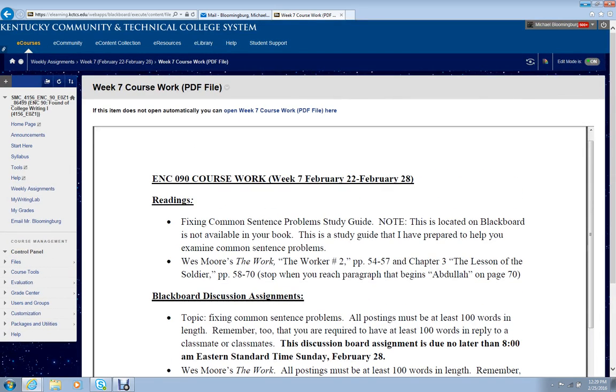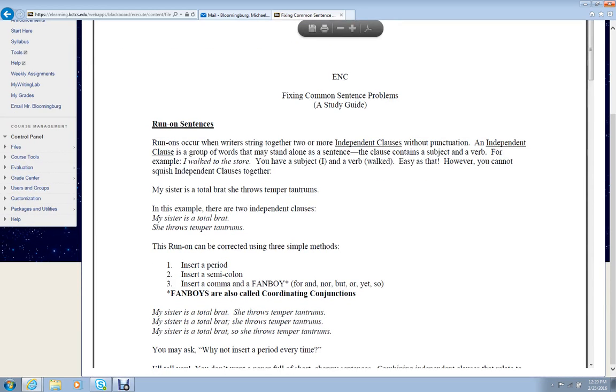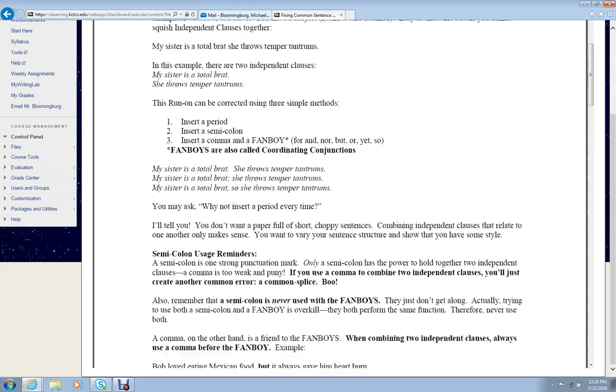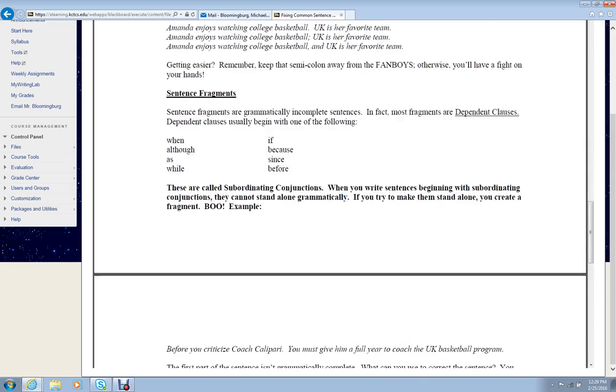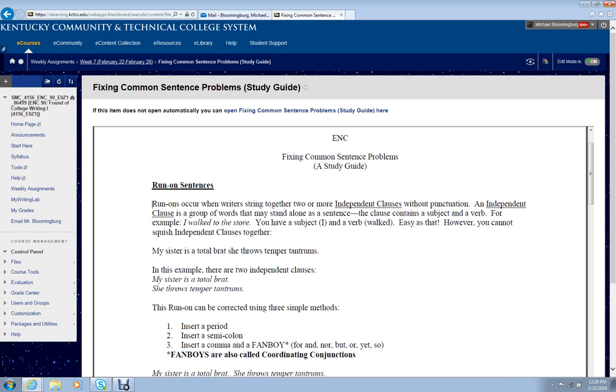I'm going to go back up to the Week 7 folder. And here is what the study guide actually looks like. It's fixing common sentence problems. I think what I may do as I head into next week is, when I put a new video together, see what I can do to put together a video for the study guide that'll walk you through not only what these mistakes are and how to fix them, but one of the keys to this study guide is understanding how to fix not only these problems but add variety to your writing, and that's really key. So anyways, look it over. It's not a very long study guide.